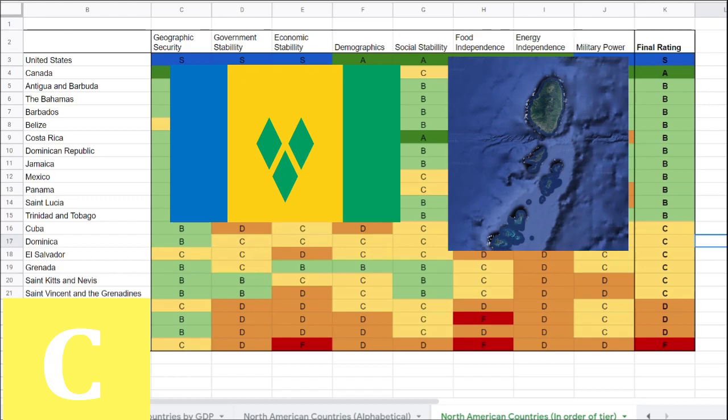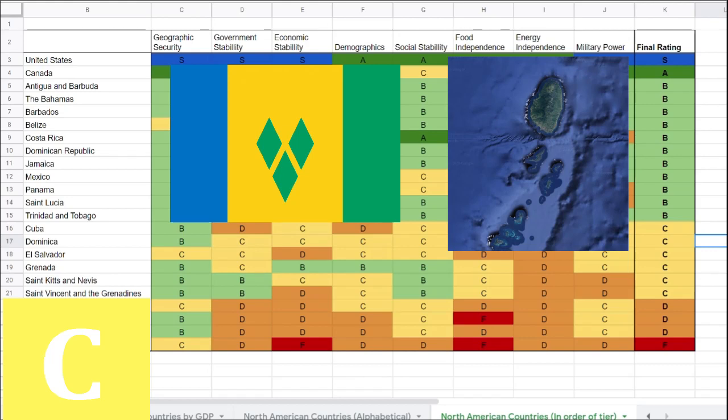But its demographics is C, pretty standard stuff. Social stability is B. Yup, it sure is a former British colony. And it sure is a tiny island. Food independence is C. It sure is a Caribbean island. Energy independence is D, and its military power is D, because it does not have a military.